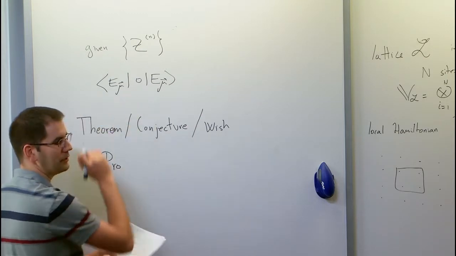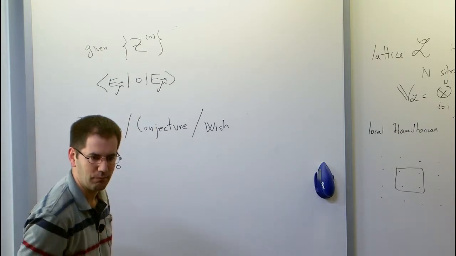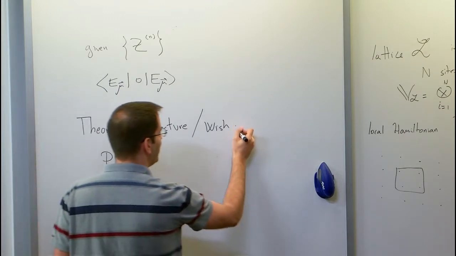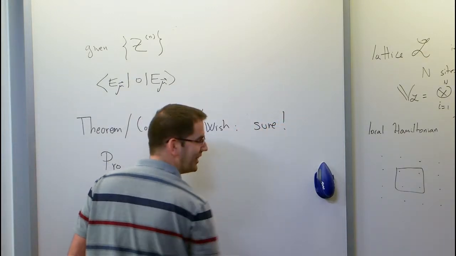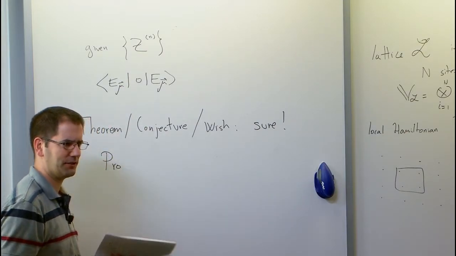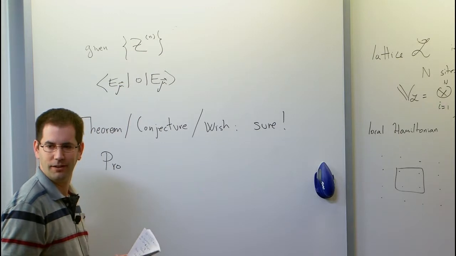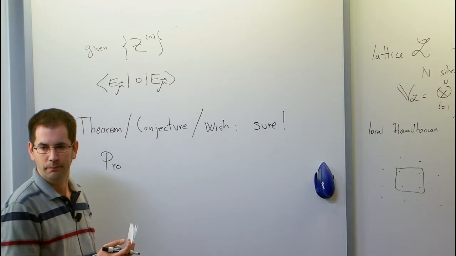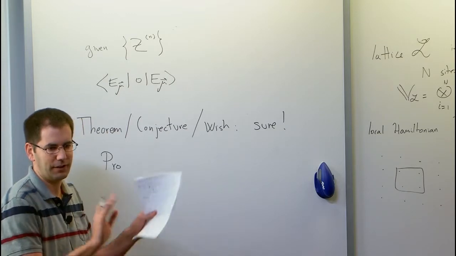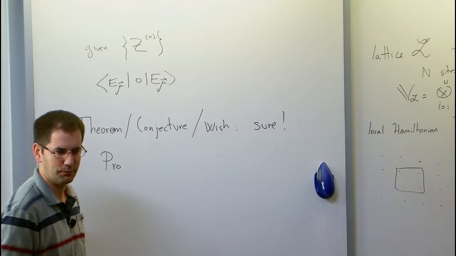So the question is, can we classically simulate the system? And so the theorem, conjecture, wish is that yes, of course. Sure. Okay? Because this is integrable at the very least, right? How many of these variables do you have? A complete set. Yes. So the intuition is that everything is determined, everything is local, so why not?